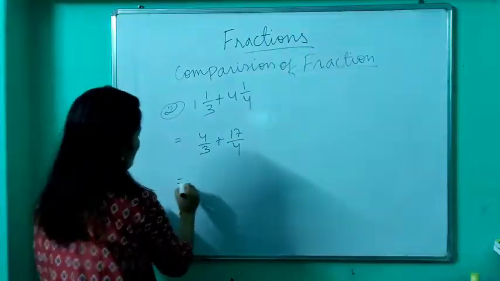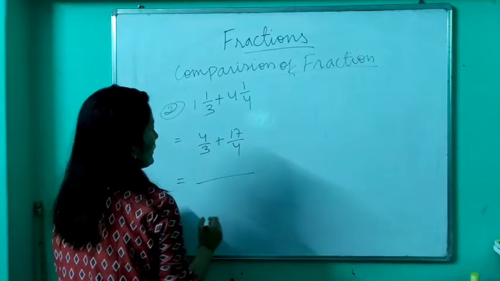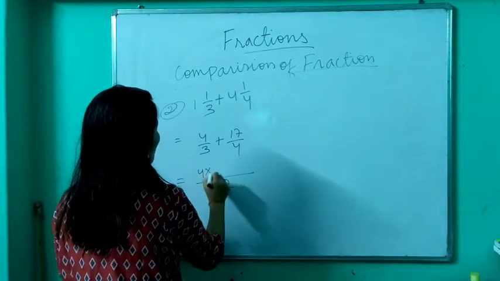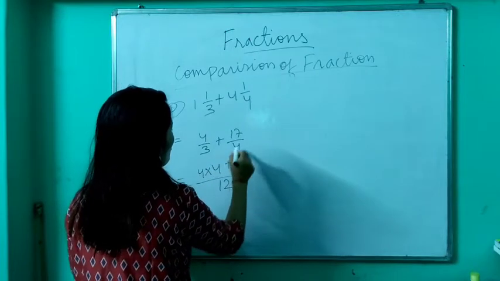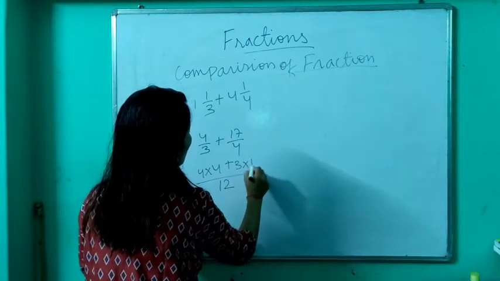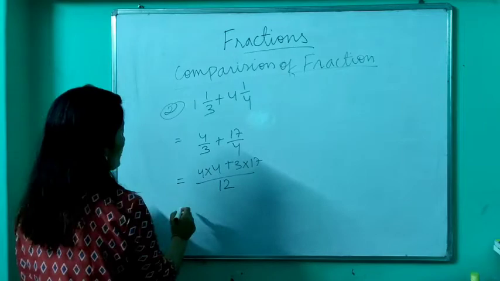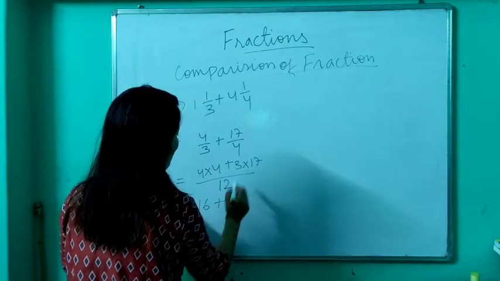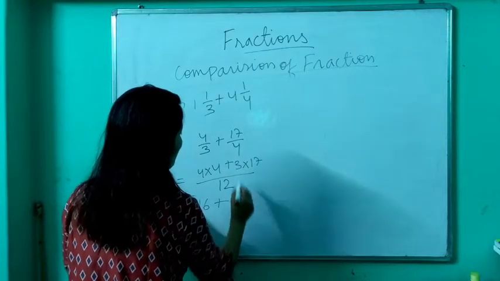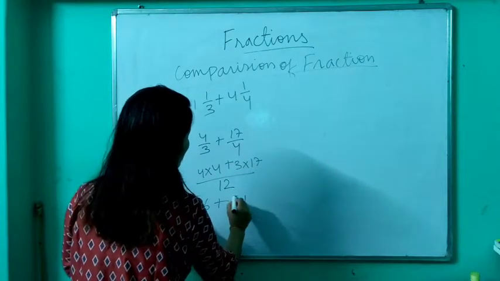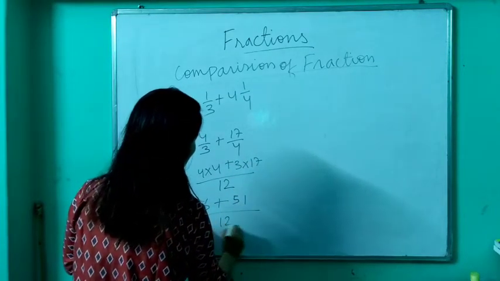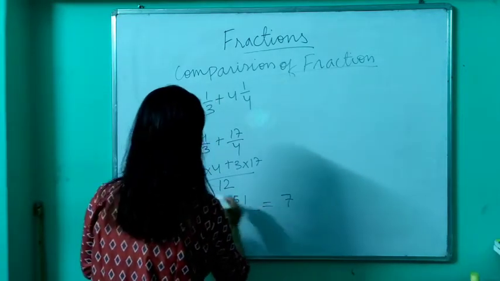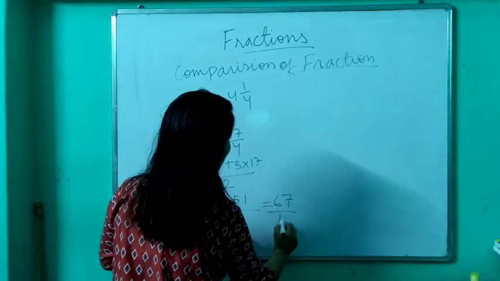Now the LCM process. So LCM of 4 and 3 would be 12. So 3 4s are 12, into numerator is also 4. 4 3s are 12. Then you are given numerator, you multiplied by numerator, that is 17. So 4 4s are 16 plus 3 7s are 21, 3 1s are 3, 4 5, 51 divided by 12. Now add it. 6 plus 1, 7, 5 plus 1, 6 divided by 12.